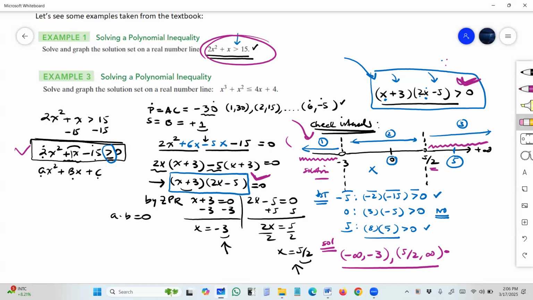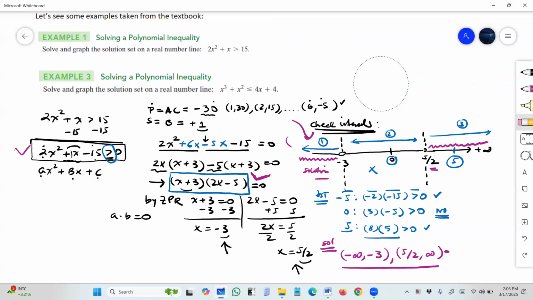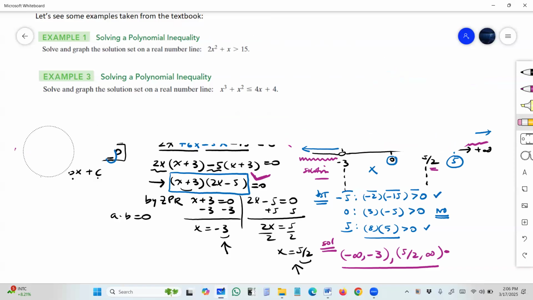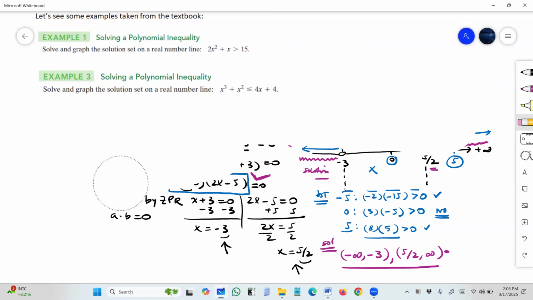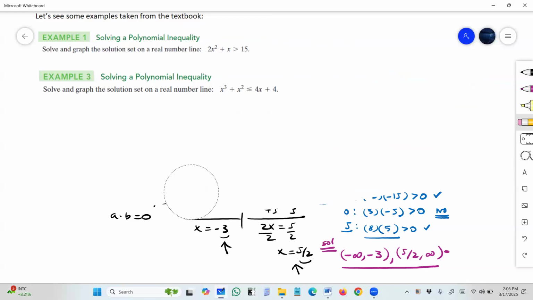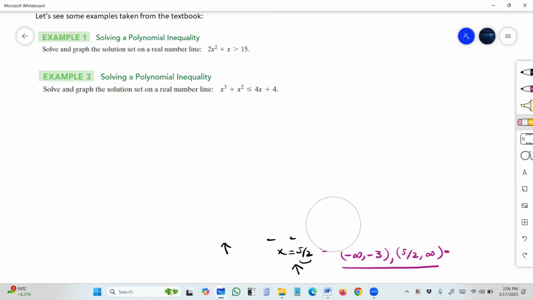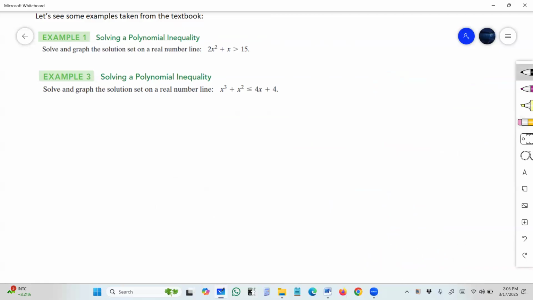Okay, so let's do the second problem. I'm going to erase all of this because we need the space for the second one. Second one is identical to this. So here's the second problem.